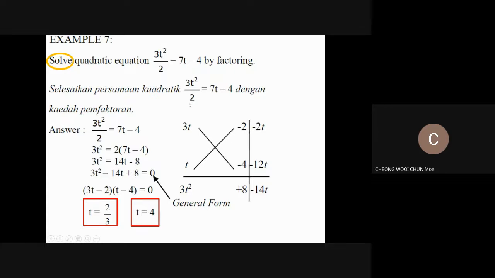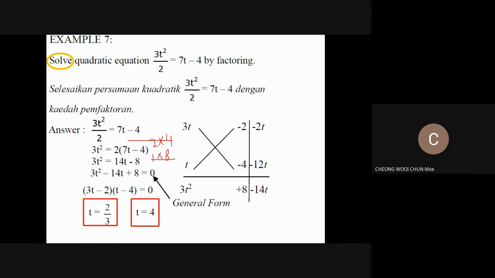Then from here, I can use this method. 3t square means 1 times 3 only, no other option. So 1 times 3, so 3t times t. Then here is 8. 8 is either 1 times 8 or 2 times 4. You must have experience to know which one to use. Because 8 times 3 I get 24, I cannot get 14. So 1 and 8 cannot use. 2 and 4 I can.